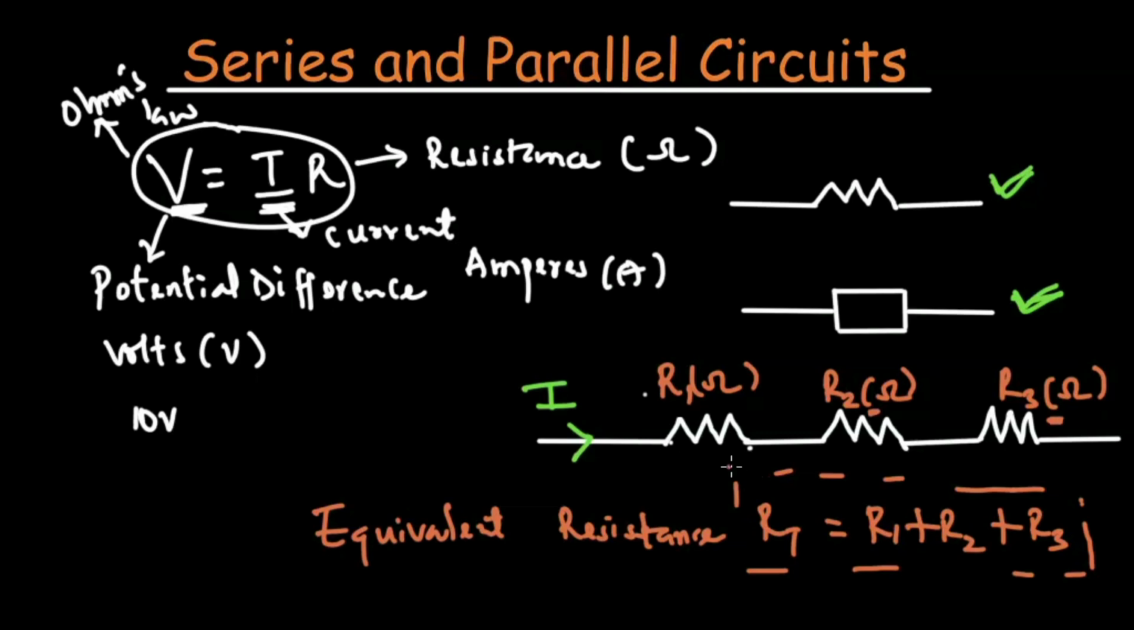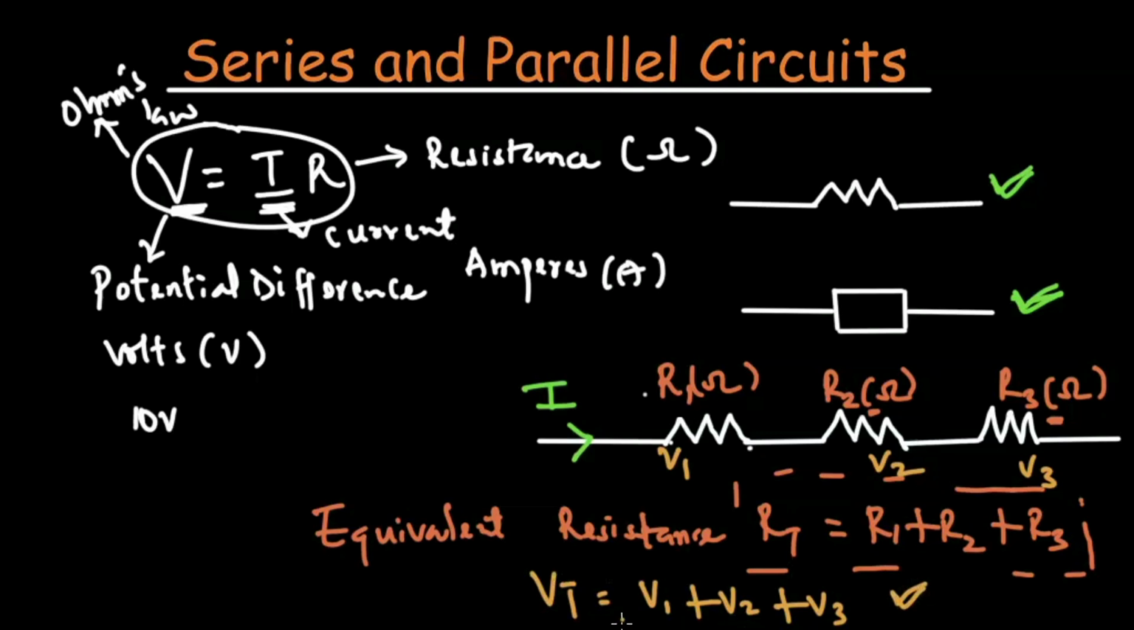So whenever we have a series connection, our voltage will be different. Voltage in R1 will be different from voltage in R2, and different from voltage in R3. So I'm going to have V1, V2, and V3. And in order for me to calculate my total voltage, my V total will be V1 plus V2 plus V3. So take note of this as well.